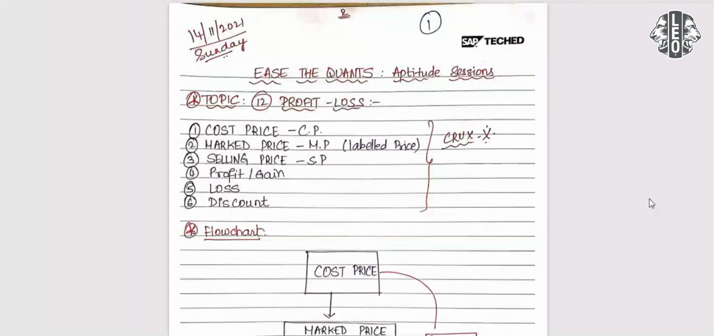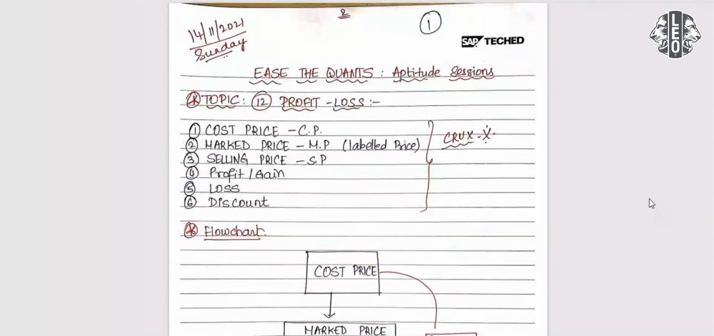Today's topic is going to be profit or loss. In Tamil, it is going to be labam or nashtam. Profit or loss is a very, very important topic, a very high weightage topic as far as the bank exams and clerical exams are concerned, because they test the mathematical ability of the candidate.